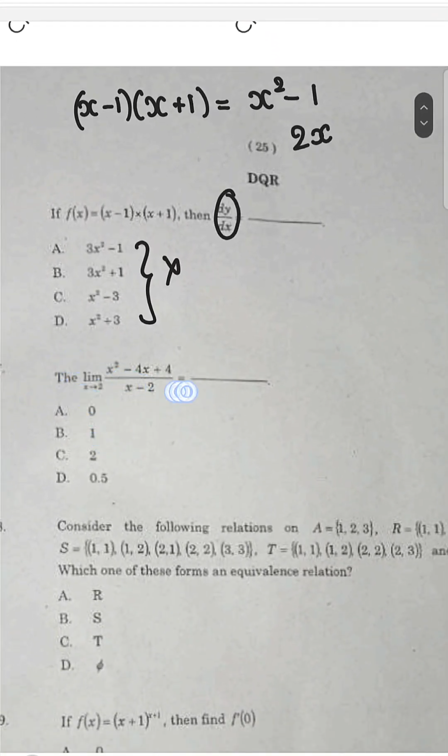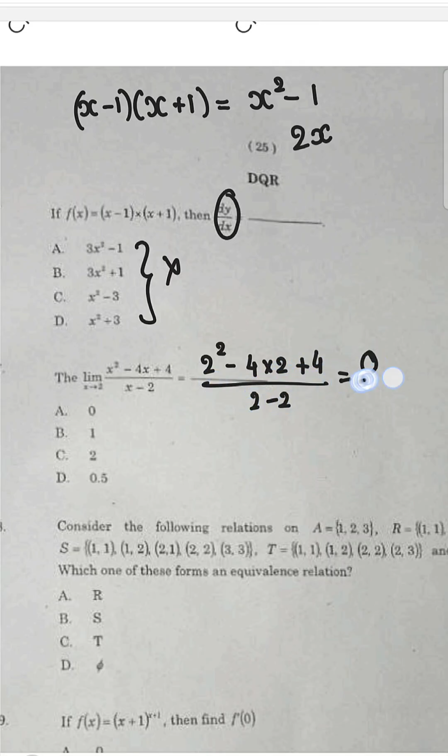The limit question from the new syllabus, as expected, one of the easy questions would be asked, and this was one. If we see limit x tends to 2, x square minus 4x plus 4 upon x minus 2, this is a question of the type 0 by 0. If I put x equal to 2, this is 2 square minus 4 into 2, that is 8, plus 4, divided by 2 minus 2. It is a 0 by 0 question. And as I said earlier, 0 by 0 is the only type in which they would be interested, because this is a good question for 1 mark.